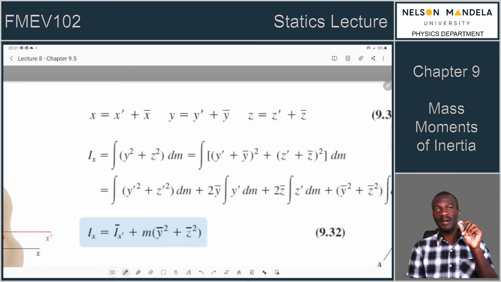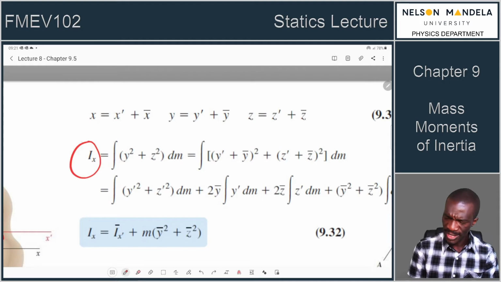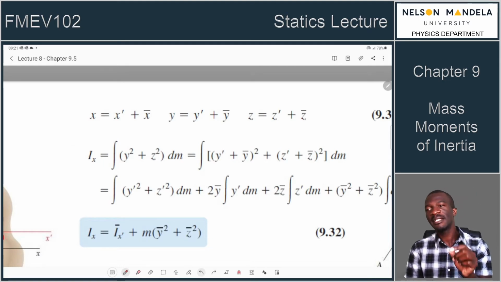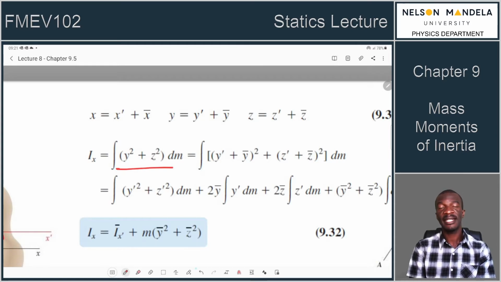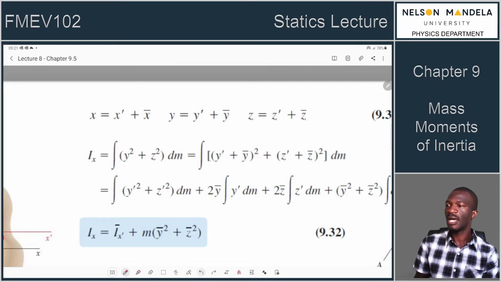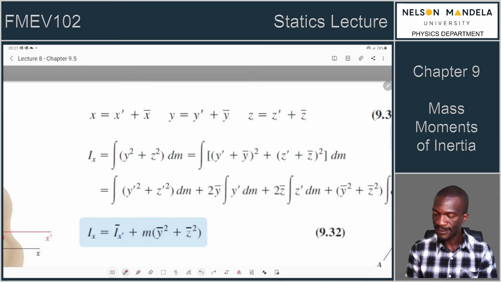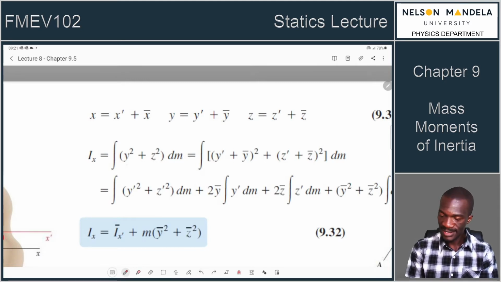Now let's recall our equation. Our equation told us that the mass moment Ix is given by y squared plus z squared integrated with respect to mass. Now let's substitute, because we know y squared and our y is this.